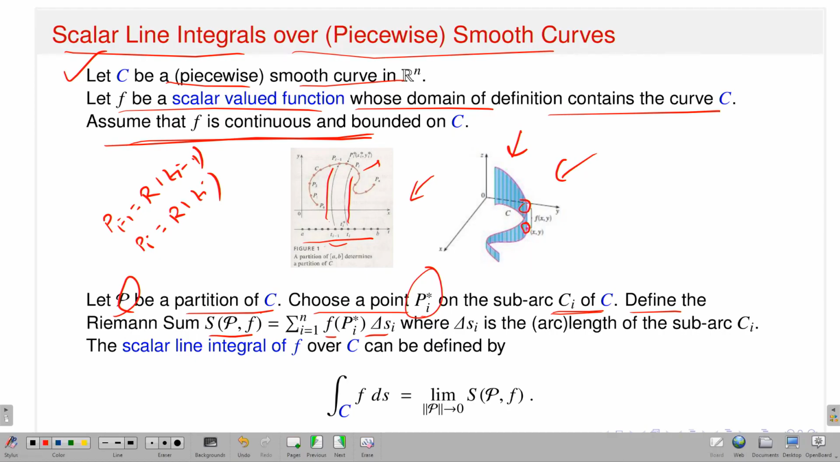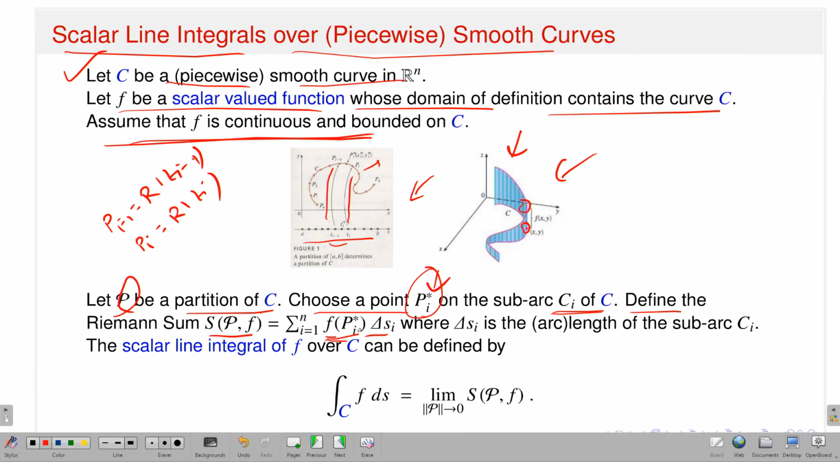Now what I am doing here is, instead of only taking partitions of the interval, the corresponding parameterization gives a partition of my curve C. There I am taking an arbitrary point in any subarc Ci, which is the corresponding partition. In that subarc Ci, I take an arbitrary point which I denote Pi star, and calculate the value of f at that Pi star, which is possible because the domain of f contains my curve C.